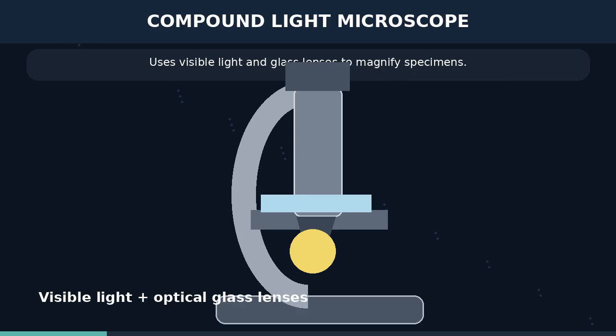The compound microscope has several important parts. These include the eyepiece, objective lenses, stage, light source, and focusing controls. Different objective lenses provide different magnification levels. The total magnification is found by multiplying the eyepiece magnification by the objective magnification.